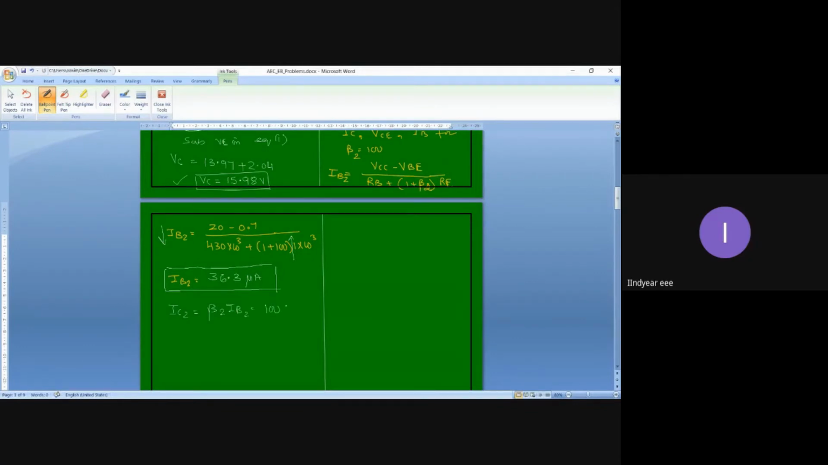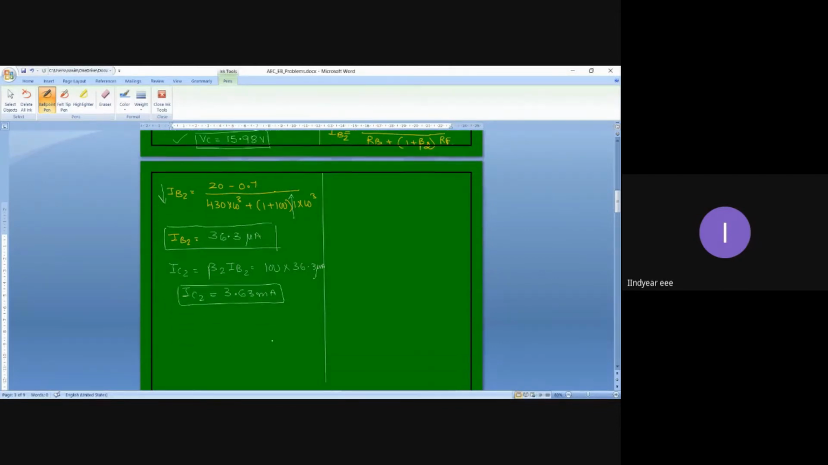So that's 100 times IB2. IC2 is 3.63 milliamperes. Once IC2 is found, you can find VCE2, that is VCC minus IC2 times (RC plus RE), our output KVL equation.